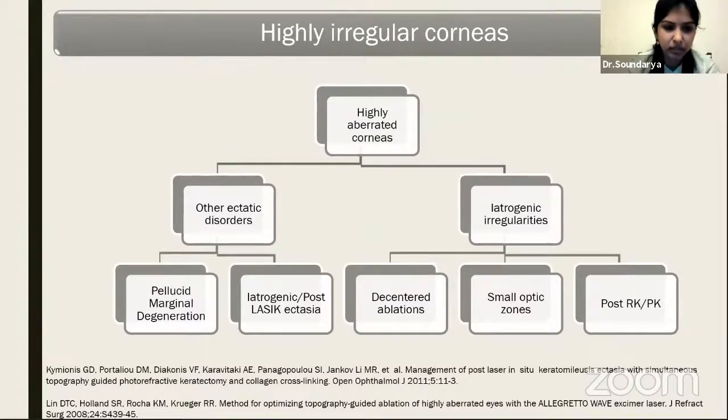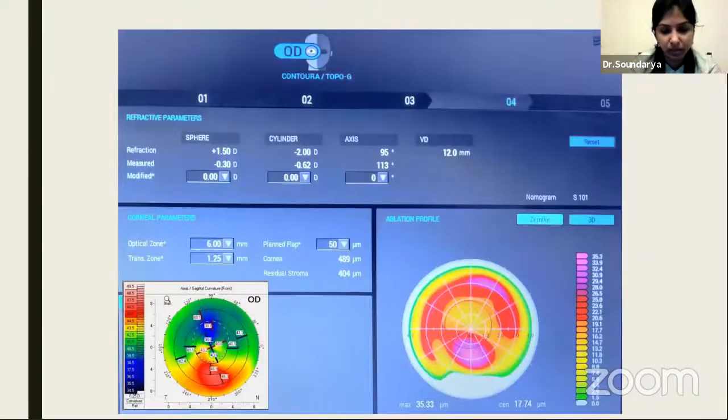So in other ectatic disorders like pellucid marginal degeneration and iatrogenic post-LASIK ectasias, the only difference in ectasia is that once the patient has already undergone a LASIK, the amount of tissue available may be lesser. And in other iatrogenic irregularities like decentered ablation, small optic zones, and post-RK and PK eyes also, results have been good. A small example to conclude, this was a post-SMILE patient who presented 1 year later with a retained lenticule.